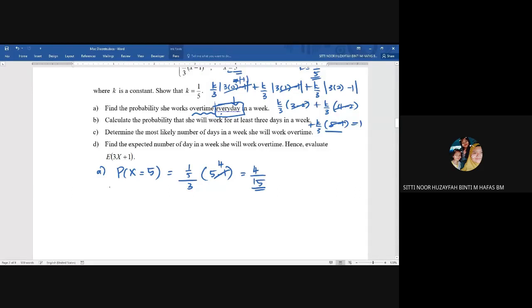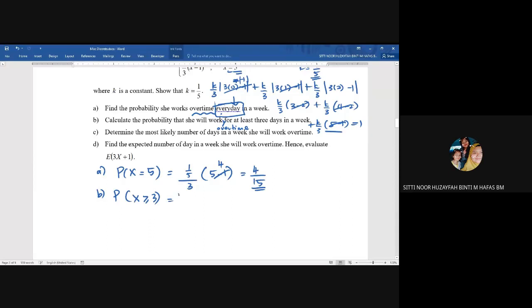Now, calculate for B. Calculate the probability that she will work for at least 3 days in a week. Actually, this question is work overtime. Kalau work je, dia akan work hari-hari, ya kan? Betul tak? So, calculate the probability that she will work overtime for at least 3 days in a week. So, at least 3 days, so x should be more than or equal to 3.